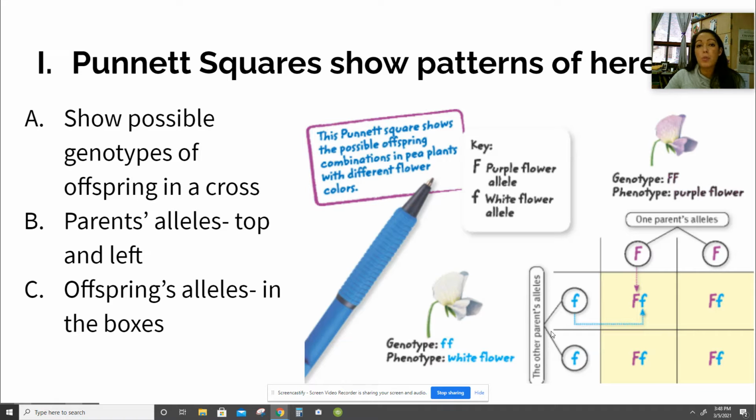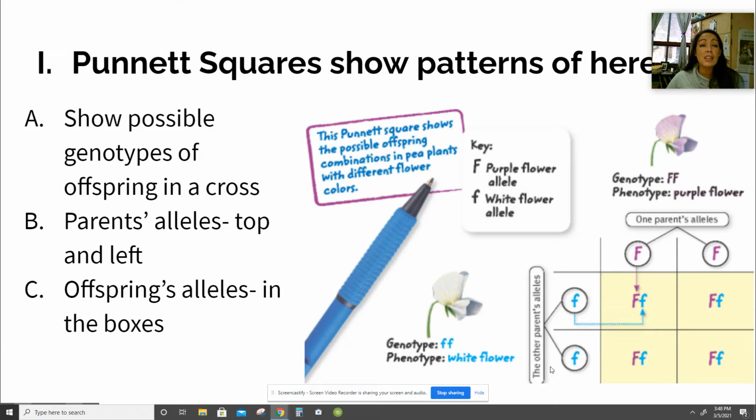It doesn't really matter which parent goes where, but one parent's genes go on top, one parent's genes go on the left side, and then you just simply fill in the square. If you have a capital F up here, you're going to put a capital F in all the boxes underneath it. If you have a lowercase f over here, you're going to put a lowercase f in all the boxes to its right. Then if you have a lowercase f down in the bottom, you're going to put a lowercase f in all the boxes to its right.